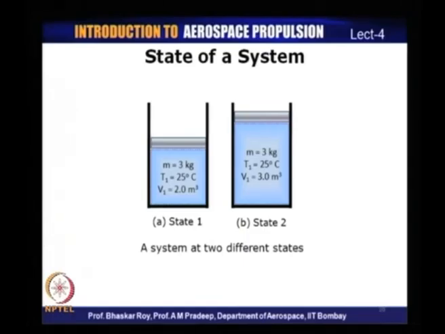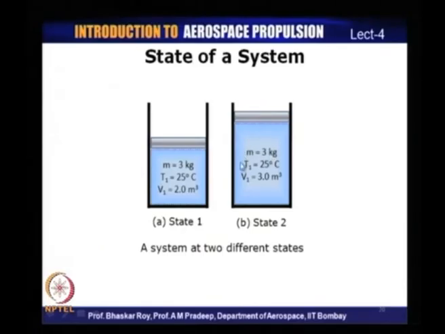Now, here we have the piston cylinder example again. On the left hand side, we have the system which has a mass of about 3 kgs, let us say, temperature of 25 degrees Celsius, a volume of 2 meter cube. Now, this defines the state of this particular system at a particular instant of time. If one or more of these properties were to be changed, then that defines yet another state of the system. So, on the right hand side, what we can see is that the mass of the system is fixed, because it is a closed system.